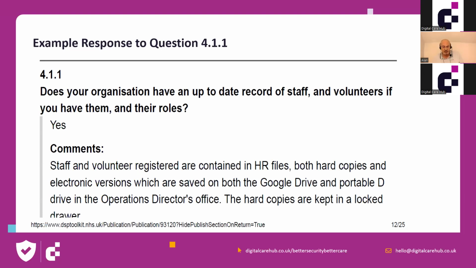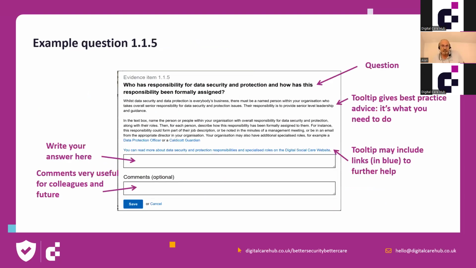Okay, so if we then move on to the next element, we can see question 115, which asks who has responsibility for data security and protection, and how has this responsibility been formally assigned? So this relates to what I was saying earlier about identifying who carries the can for data and cyber security in your organization. And that's what this is asking you to do, is just to identify somebody who takes ownership of this area for your organization.